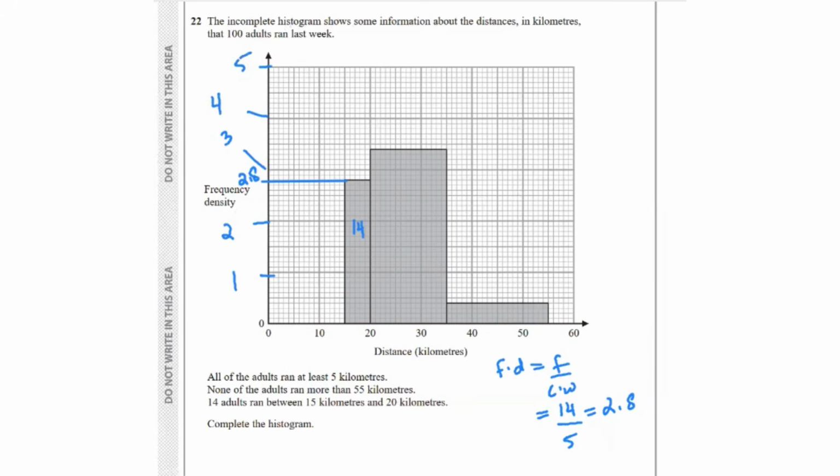So this one is going to be 3.4. Frequency density is 3.4 over here. This one is 1.4.